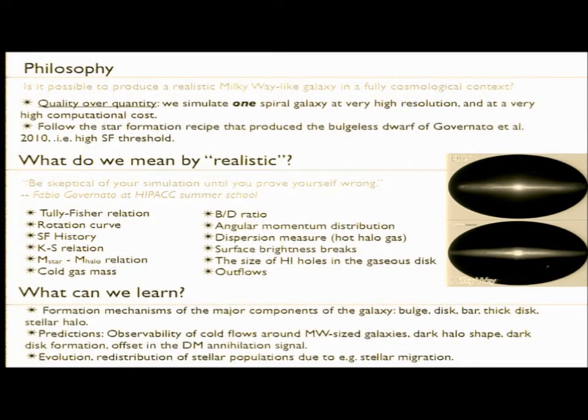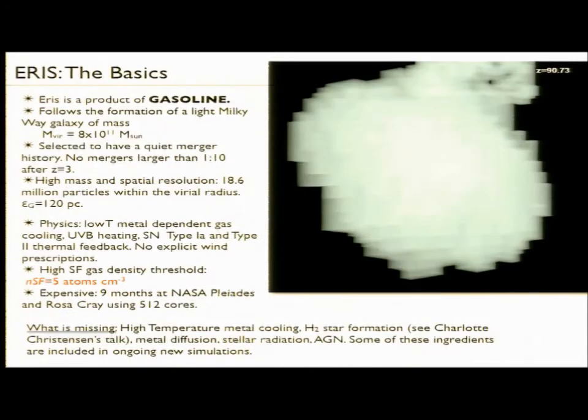And what can we learn from this? Well, we can understand how the major components of the galaxy formed, although we have no statistics, we only have one galaxy basically. So how the bulge, the bar, the disk, the stellar halo, how those evolve. And we can also make predictions. Xijing Shen is going to talk a little bit more about this. But for example, can we observe cold flows and this dark matter annihilation signal offset that Michael Kuhlen talked about yesterday. Also, we can look at the evolution, the distribution of stellar populations, stellar migration, and this in detail.